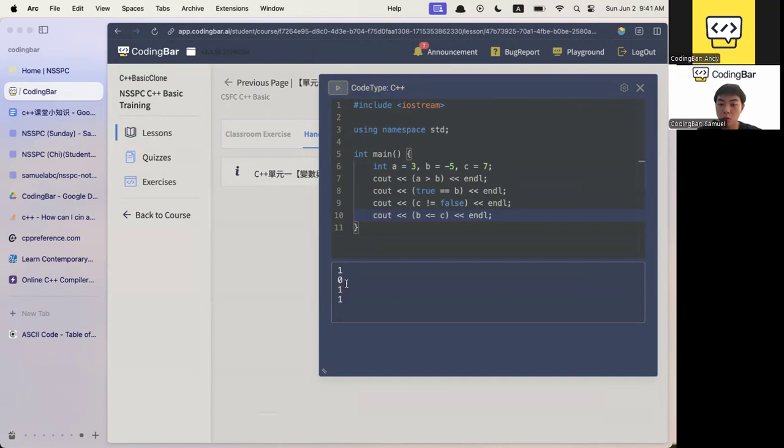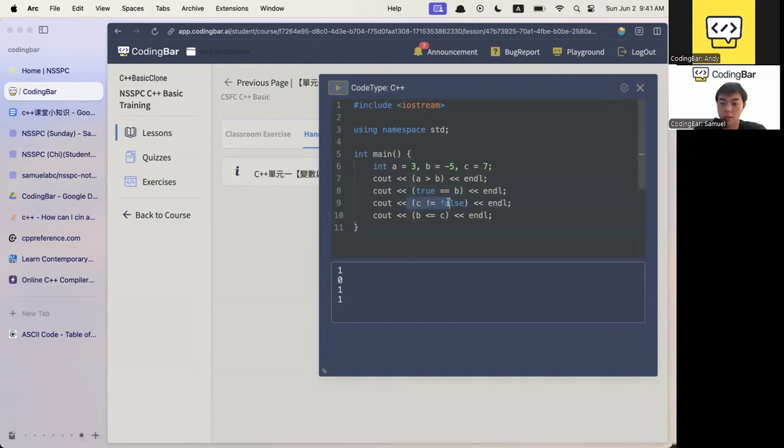So 1, 0, 1, 1. This is true. This is false. This is true. This is true. Why is this false? True equals B. I think when we are doing this kind of comparison, true will be converted to 1, and we are comparing whether 1 is equal to -1, which is not. So this gives us false. Okay.